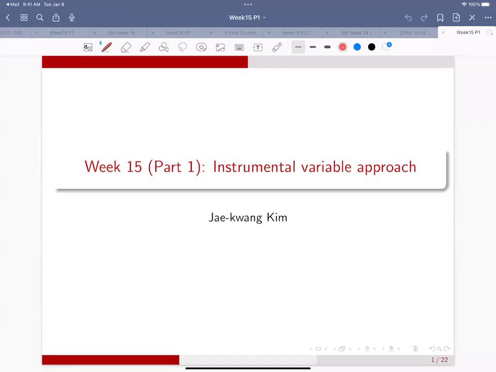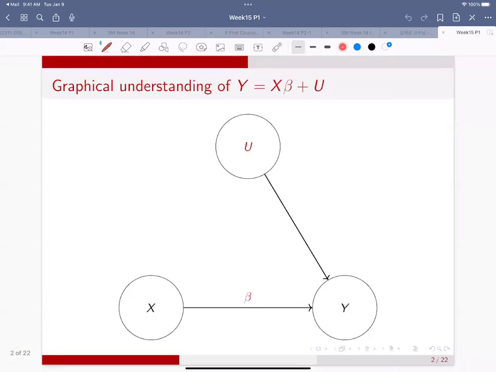So here's our instrumental variable approach. This is our last week's class. Here's a graphical illustration of a simple linear regression model. This is the outcome, and it has two components, two sources. One is the part explained by X. The other is the part explained by U, which is red color. Here, red color is unobserved.